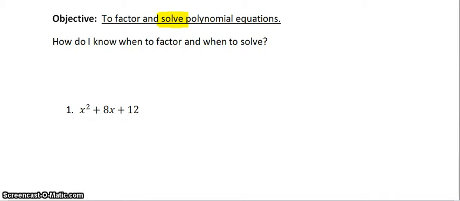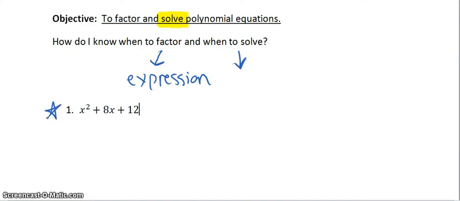Now, something that confused us in Chapter 5 that I want to highlight before we begin is how do I know when I factor and when I solve? You're going to use factoring if you're given an expression. So what is an expression? It's similar to an equation, except there's no equal sign. So it's just kind of like a mathematical statement. Like in number 1, that's an example of an expression.